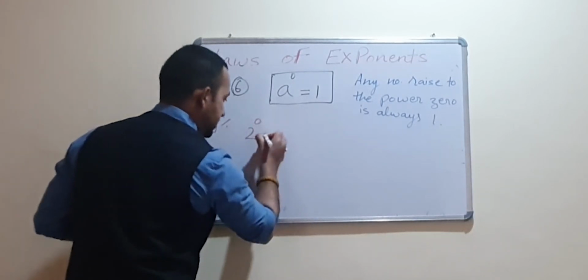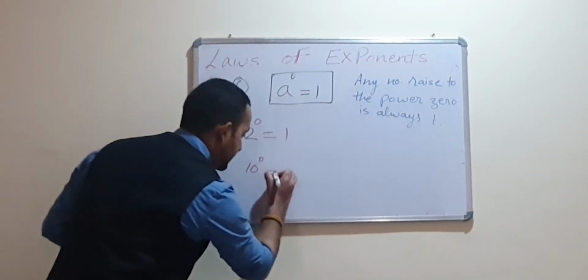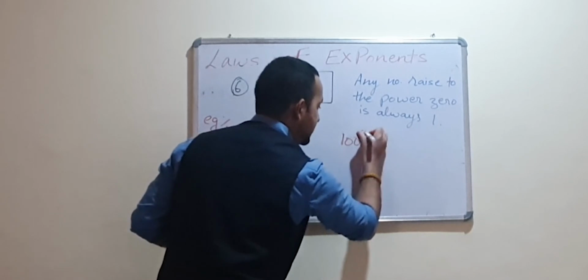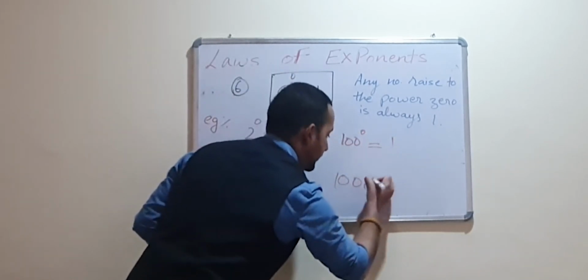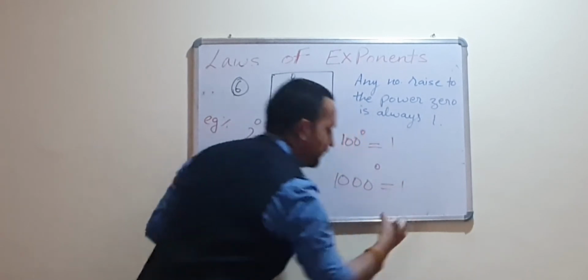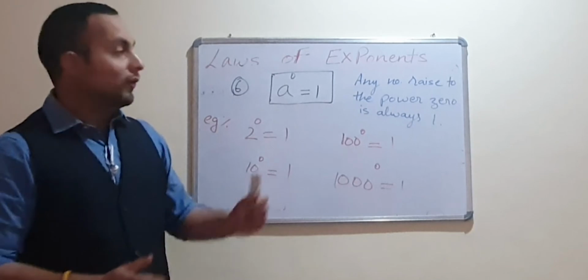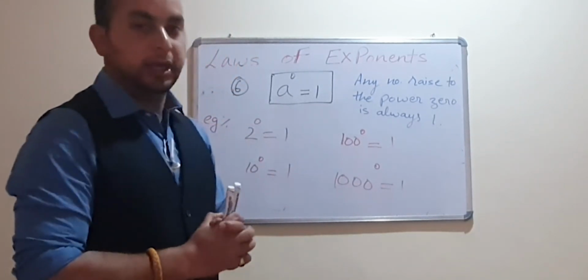For example, 2 raised to the power 0 is always 1. 10 raised to the power 0 is always 1. 100 raised to the power 0 is always 1. 1000 raised to the power 0 is always 1. Any number raised to the power 0 is always 1. With this, we will come to the end of our chapter. Thank you and have a nice day.